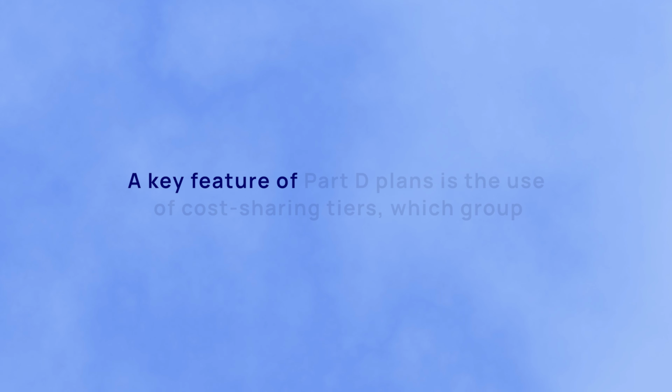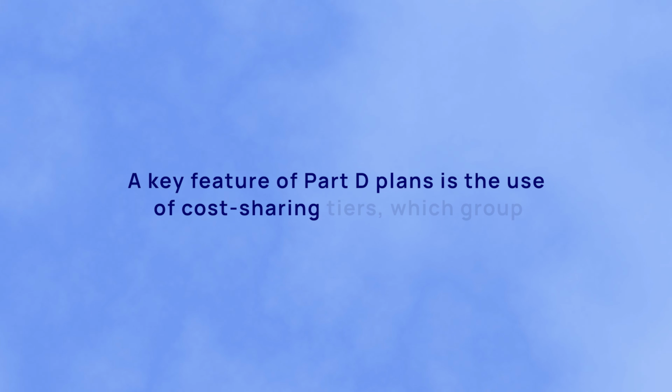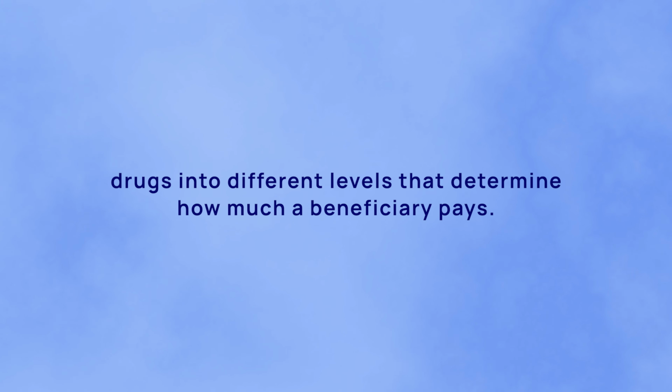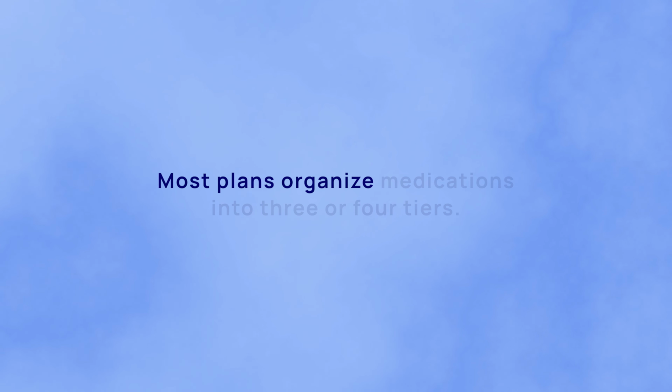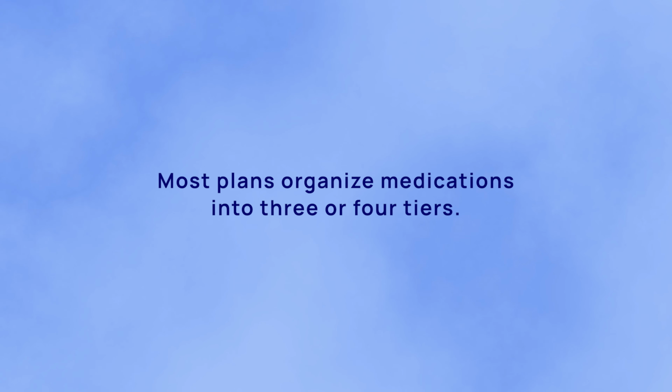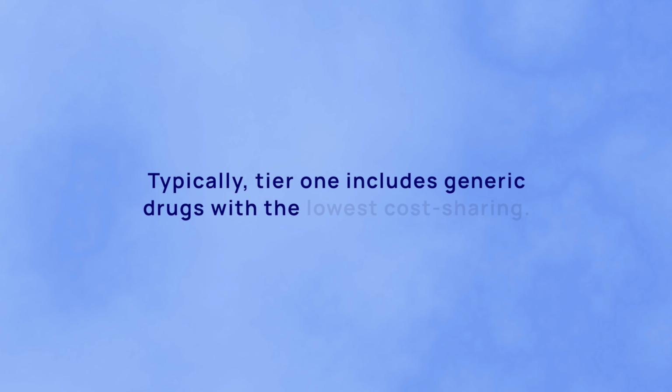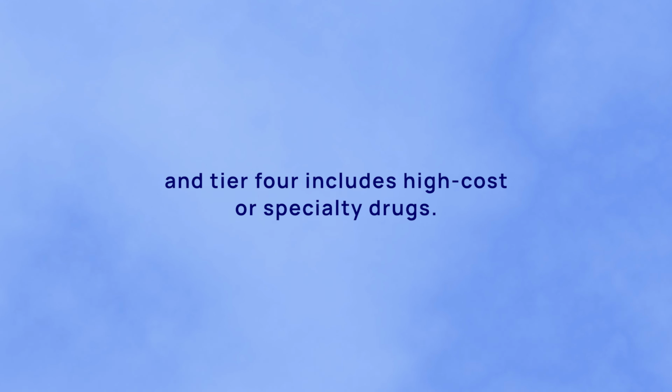A key feature of Part D plans is the use of cost-sharing tiers, which group drugs into different levels that determine how much a beneficiary pays. Most plans organize medications into 3 or 4 tiers. Typically, Tier 1 includes generic drugs with the lowest cost sharing. Tier 2 includes preferred brand name drugs. Tier 3 covers non-preferred brand name drugs. And Tier 4 includes high-cost or specialty drugs.